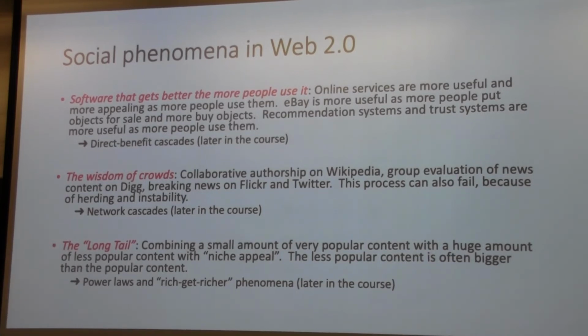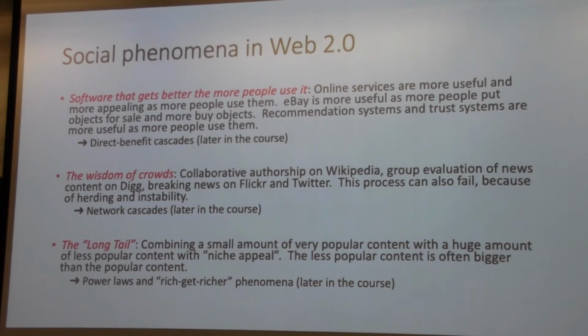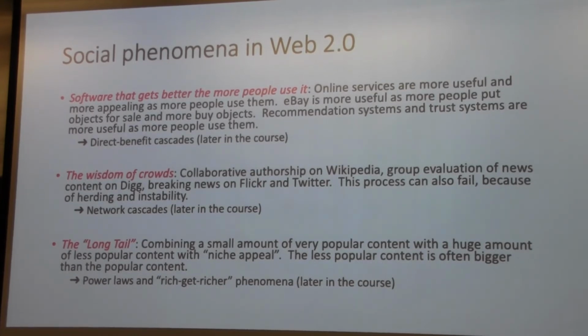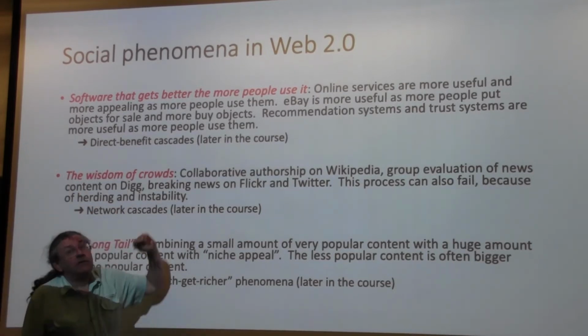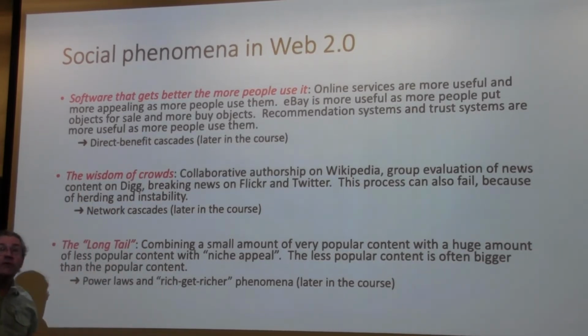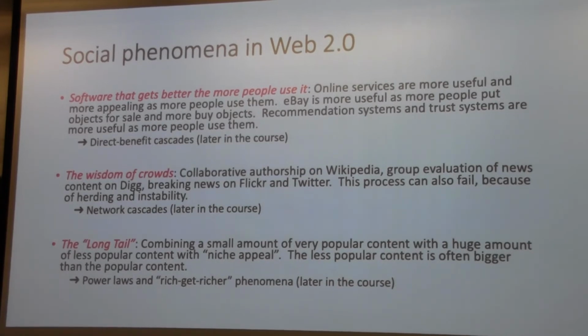It's useful when more people use it. Online services are more useful as more people use them. eBay is more useful as more people put objects for sale. The more objects there are in eBay, the more interesting it gets. This is called a direct benefit cascade. And we will see it in the course. We're going to study that principle. This is a big network effect, okay?